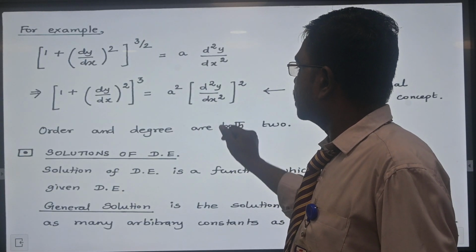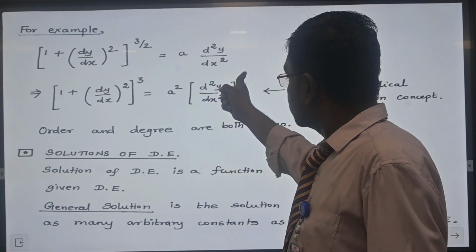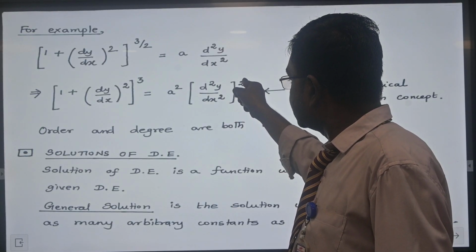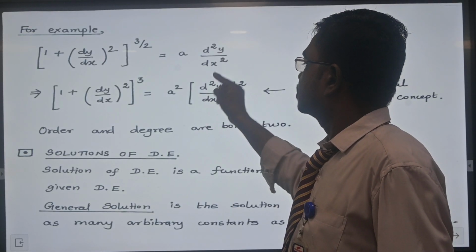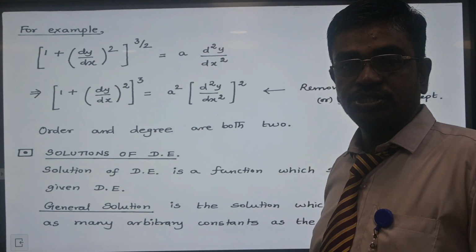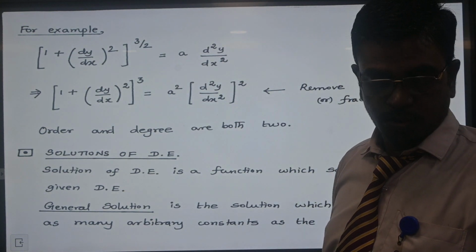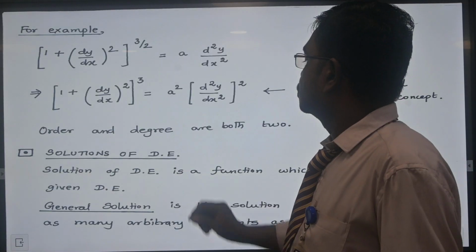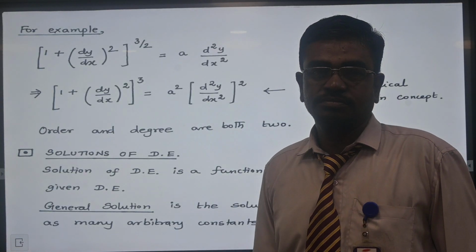What is the order? 2. This power is 2, so the degree is 2. So this equation has order 2 and degree also 2. Okay. Next, solutions of a differential equation.